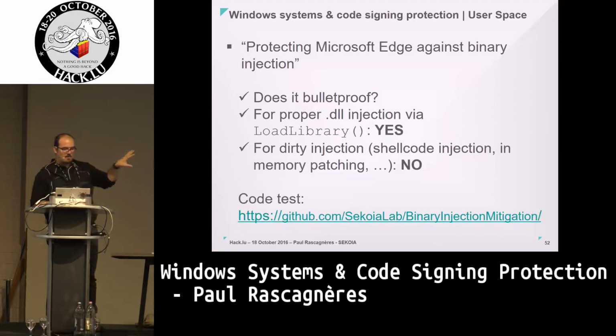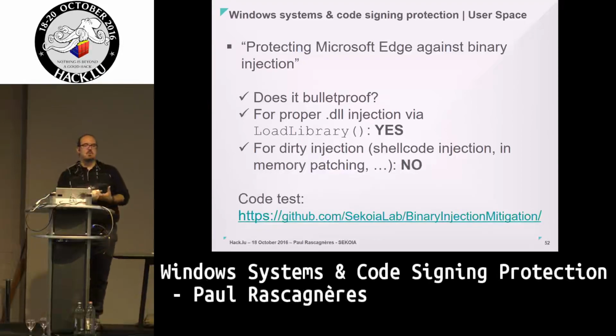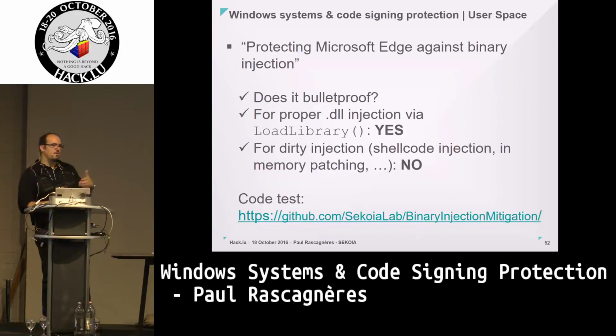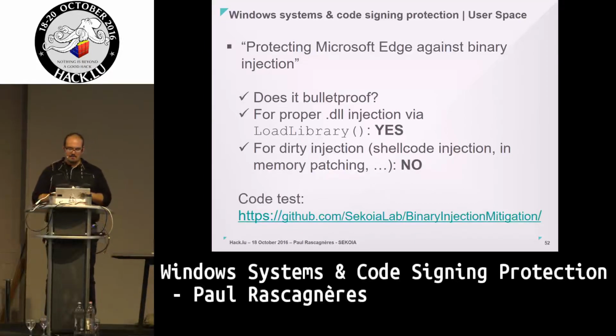If you want to test, on our GitHub account, I created a binary injection mitigation project, and it's simply an injector with two options. One option is I want to use load library with this library, and the other is I want to use a shellcode, and you put the shellcode in the second argument. And you can test if it works, and if the load library is protected or not. So it's basically the new feature from the TH2 update of Windows 10 about the protection against binary injection. So yeah, it works, but it's not perfect.